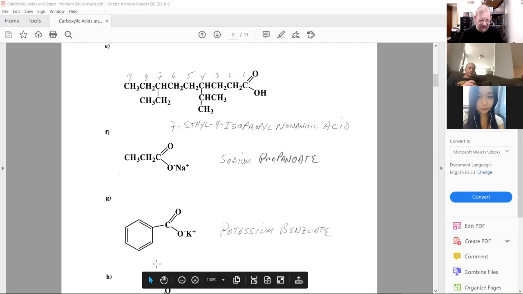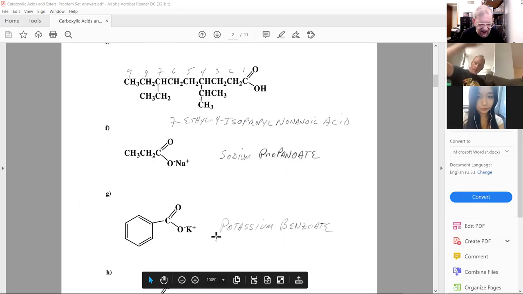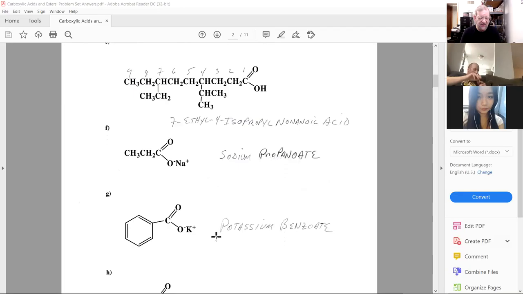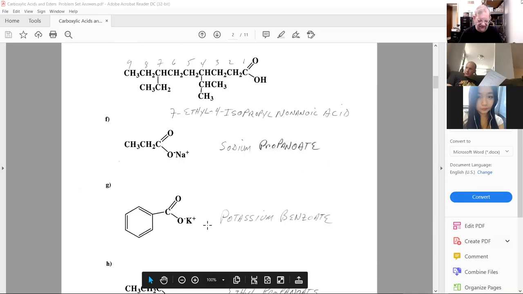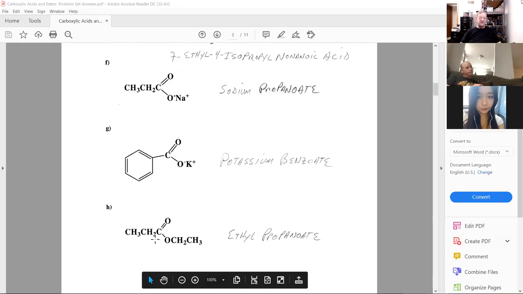Now, carboxylate anions, there's 2, you name it like an ester, and this would be the cation, you name the element it comes from, sodium, 3 carbons, propane, drop the E, add OATE. Now, when R is a benzene ring, like in G, you have to use benzoic acid, and the cation is K plus, potassium ion, so you put potassium in front, and you drop the IC and the word acid and add ATE, and it's potassium benzoate.